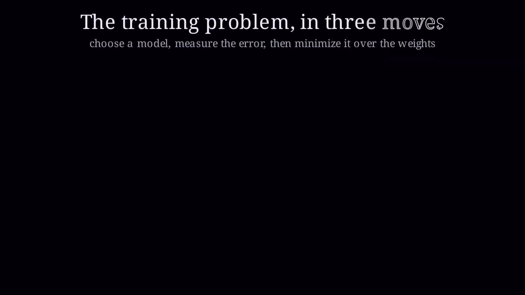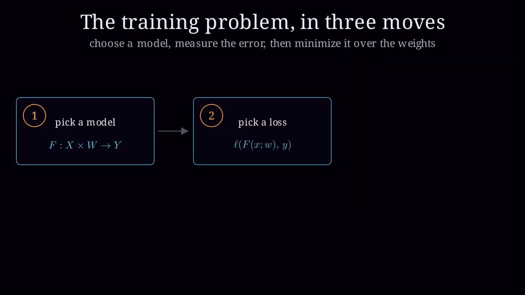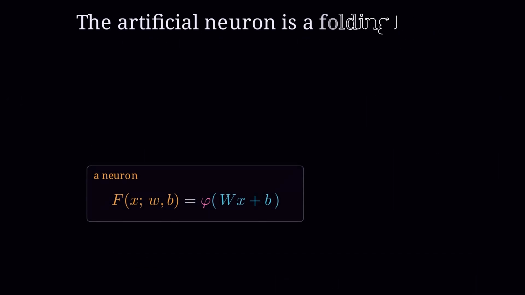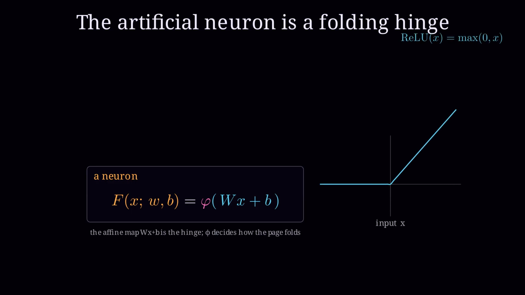Learning is 3 choices. Pick a model from inputs and weights to outputs, pick a loss that scores the error, then minimize the empirical risk over the weights. A neuron folds its input. The affine map is the hinge, and the activation decides how the page folds. ReLU keeps the crease sharp, and its slope is only ever 1 or 0.